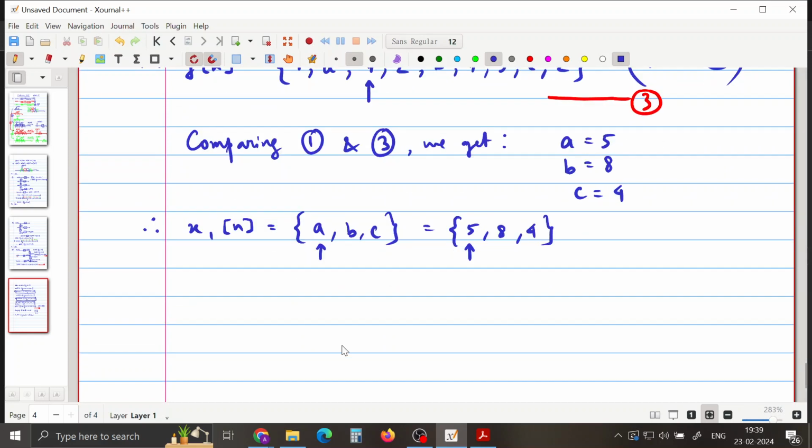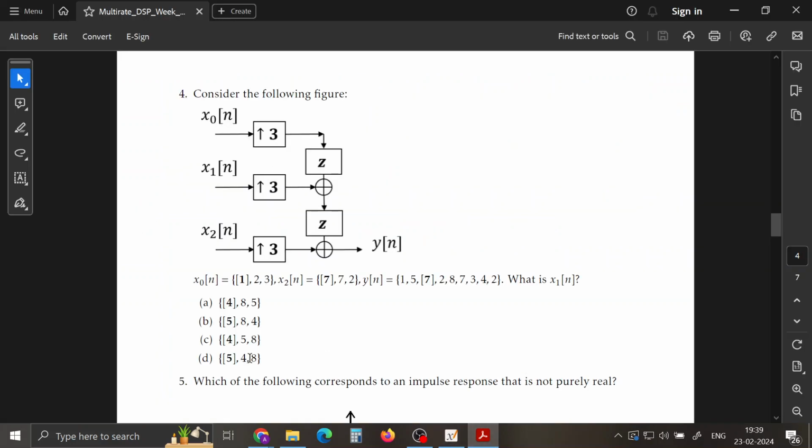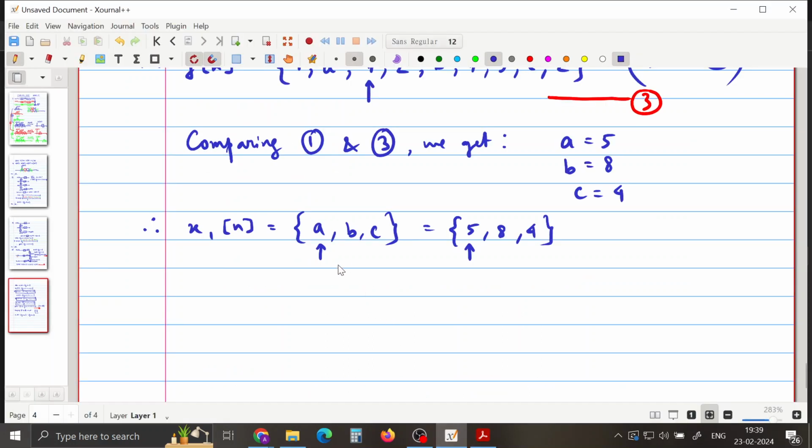That's it. So that's our answer, which is nothing but option B, 584. Again, this box is the same thing. I have just used this arrowhead notation. So this is matching with option B. Okay, great.